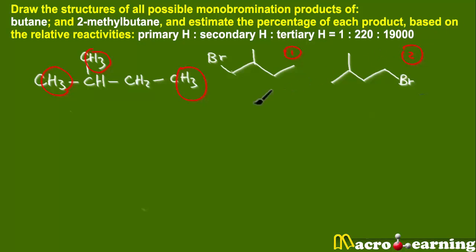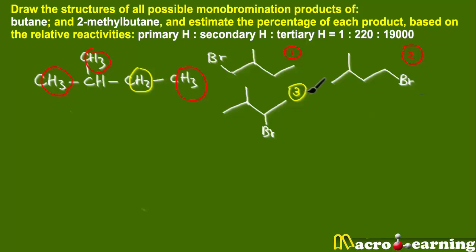Okay, and what are the other possible products? It could be this, where bromine is attached to this carbon here. So this would be the result of bromine reacting with these hydrogens, right? With these secondary hydrogens. So this will be number 3.